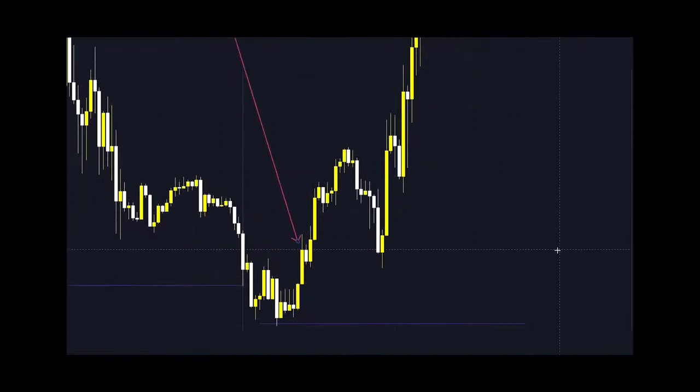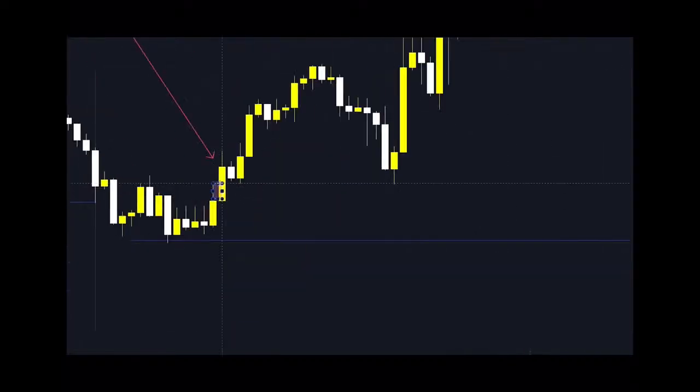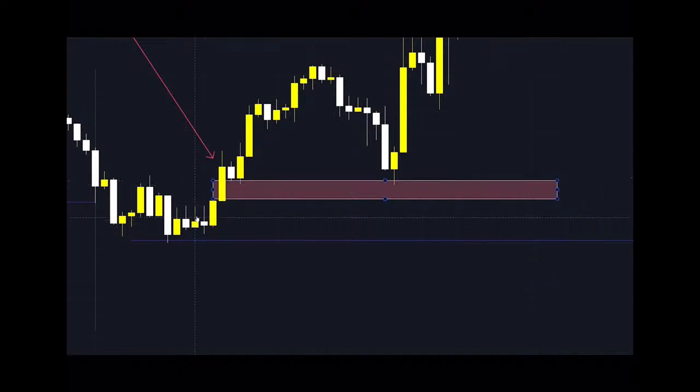So let's zoom in and look at that. The top of this wick and the bottom of this wick is now your fair value gap. As price continued its price movement up, continuing to break the previous market structure, it retraced down into this fair value gap and rejected up. These fair value gaps are areas where you can place limit orders.